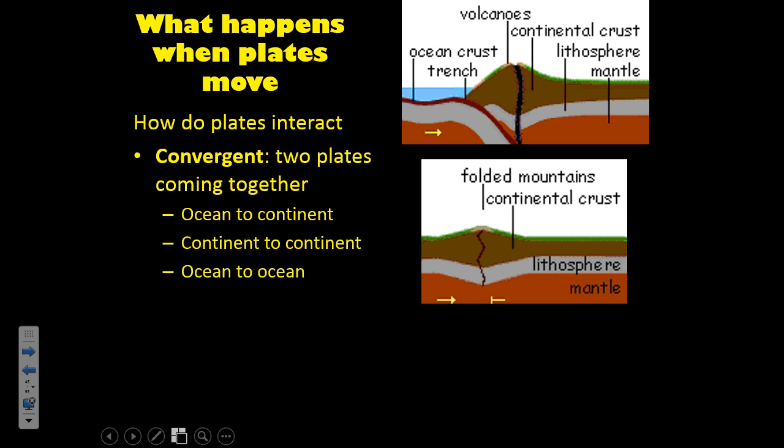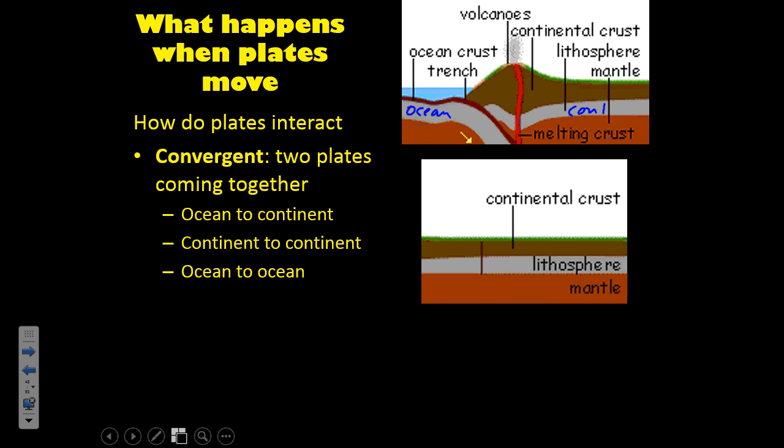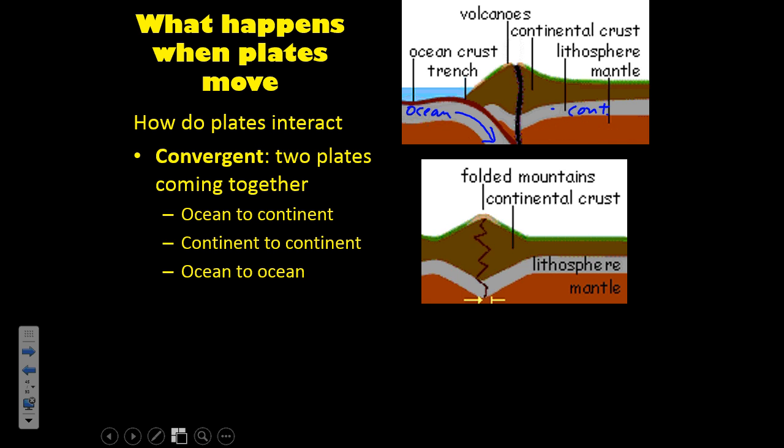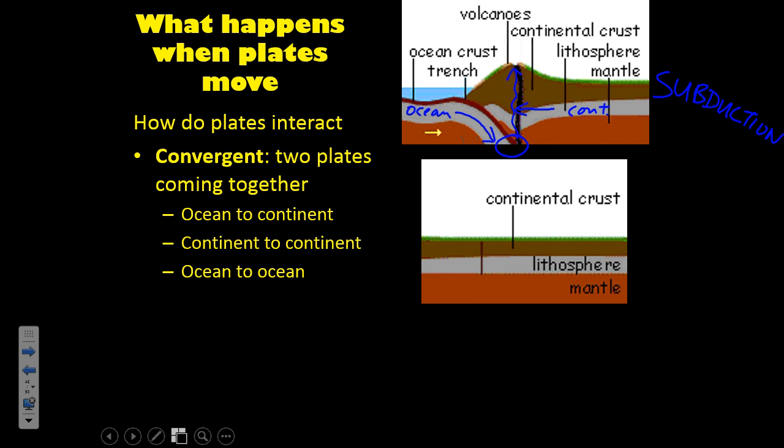So if we look at these examples here, the one on the top, this is oceanic, and this is continental. And in this case, the oceanic crust goes underneath the continental crust. It gets melted, and it forms volcanoes. This is a classic example of something called subduction. Subduction is where one plate goes underneath another.